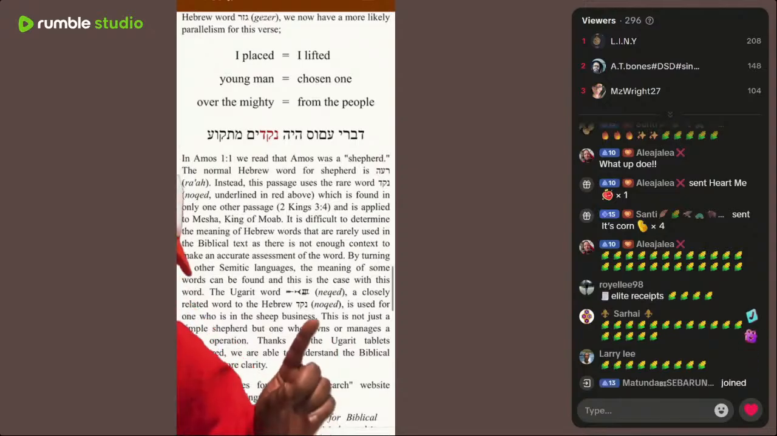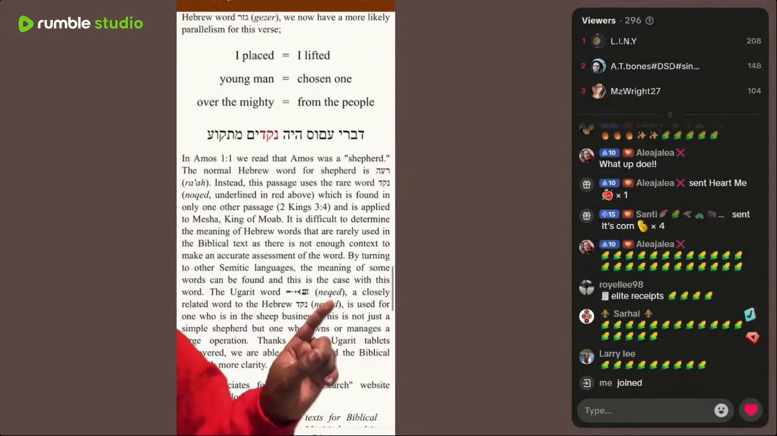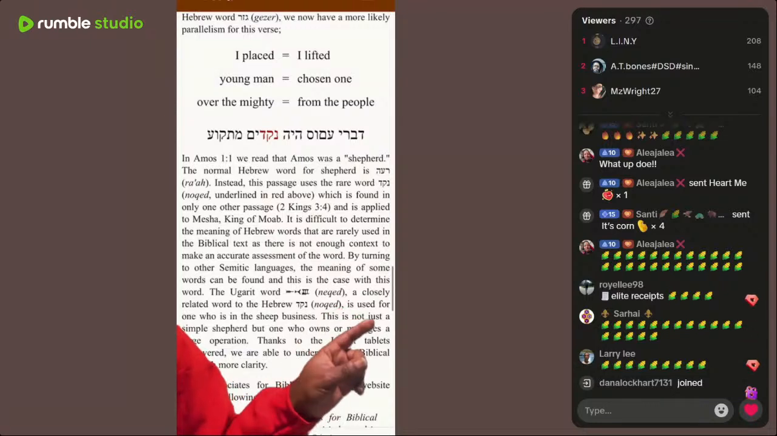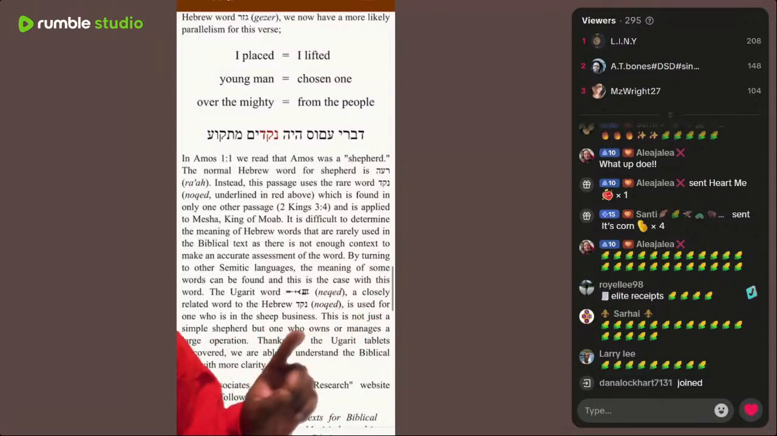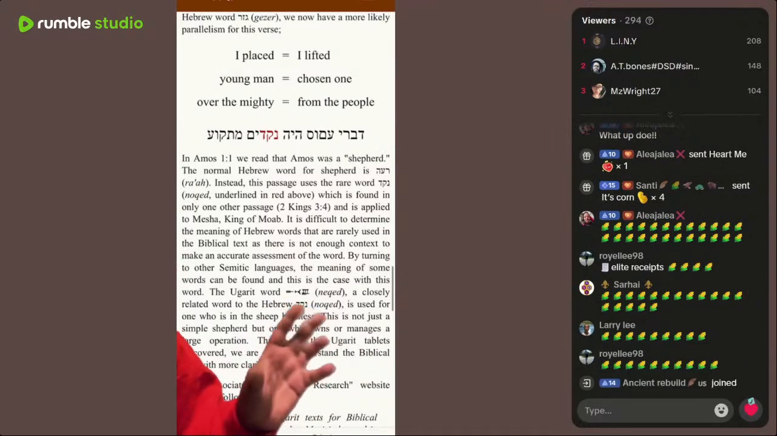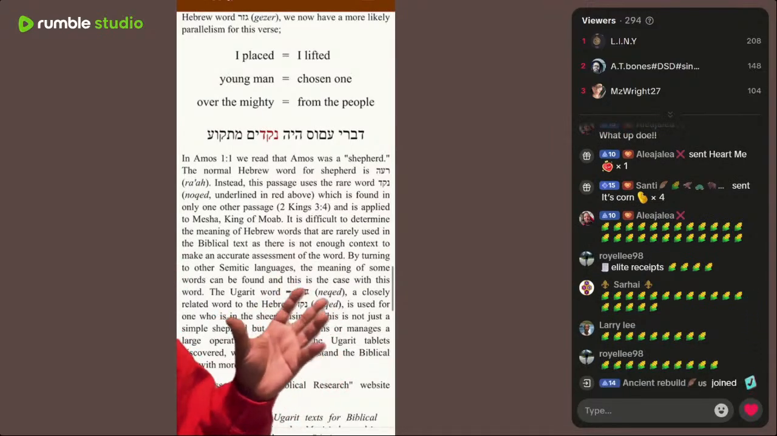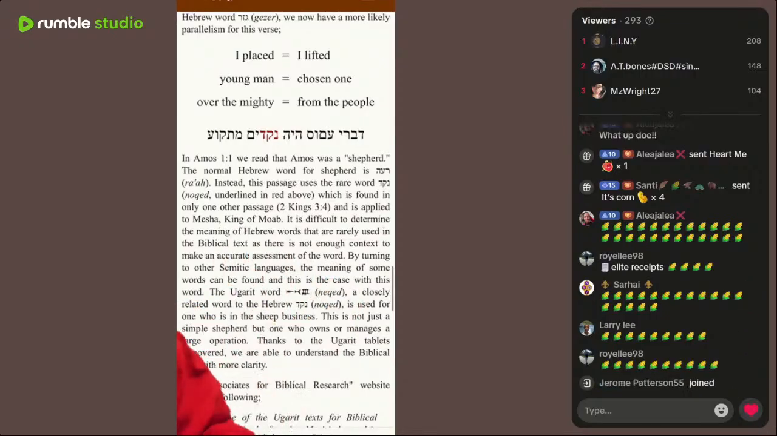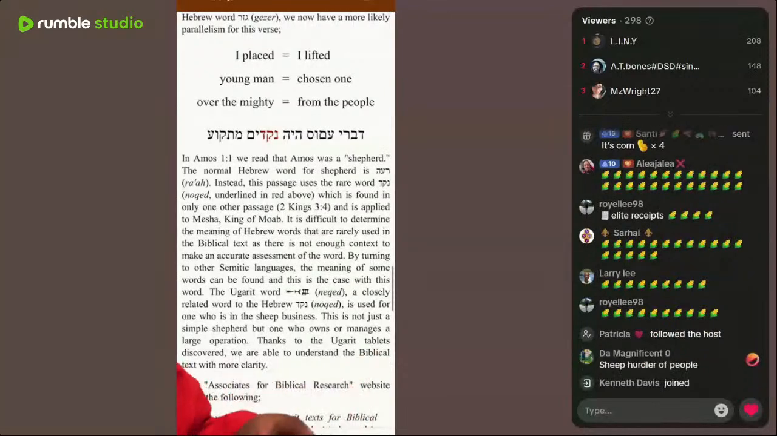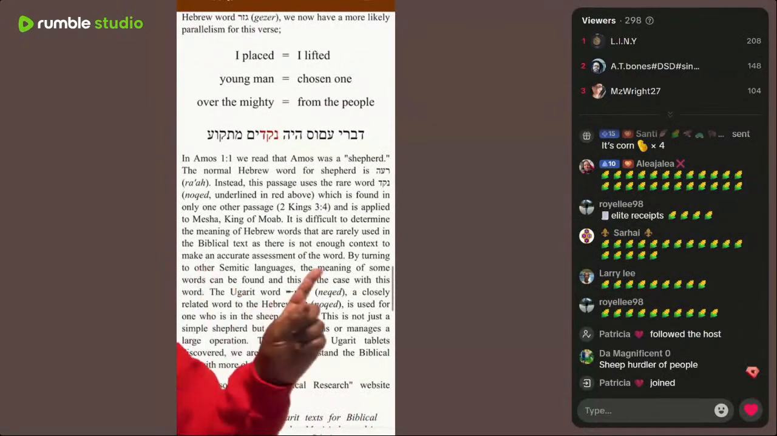Noqued. Now, in cuneiform, they got naqued used for one person in the sheep business, right? Same. This is where they get all of this shepherd stuff from. Jesus is a shepherd. So cuneiform is saying the same thing Hebrew is saying. This is not just a single shepherd, but one who owns and manages a large operation. Thanks to the Ugarit tablets discovered, we are able to understand biblical texts. They didn't even write it. I told y'all they didn't.